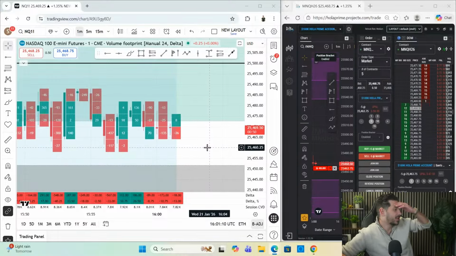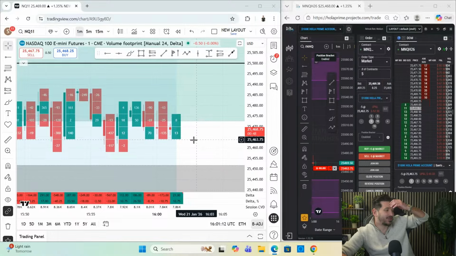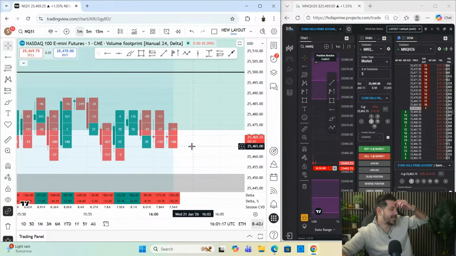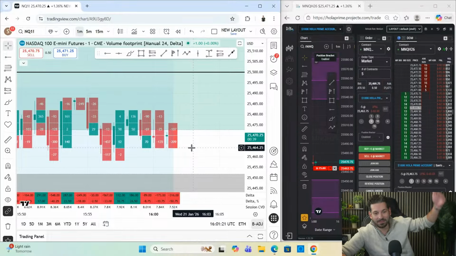Although technically I'm in a short in my cash, I do still want it to go up a little bit more so I can add more size on. So I'm in that weird predicament where I kind of want it to go against me a little bit so I can have a better trade. You know what I mean?